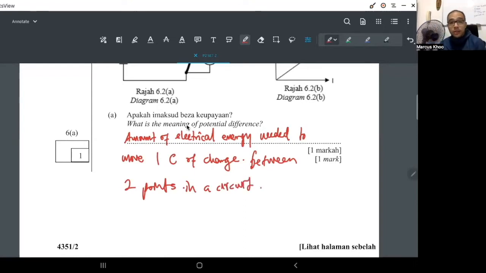The electrical energy is a little bit smaller. Work done also can. Among electrical energy, work done to move, you can use work done. Work done to move 1 coulomb of charge between two points in the circuit. I think it's fine.